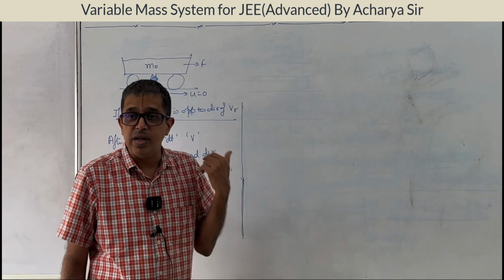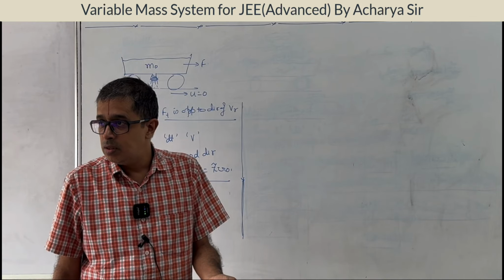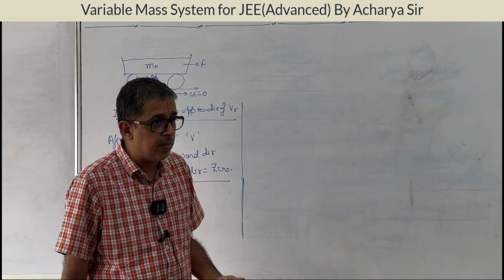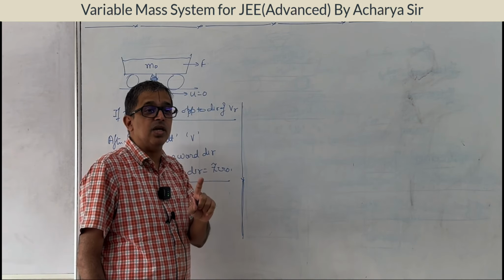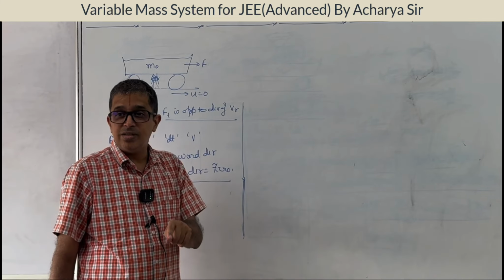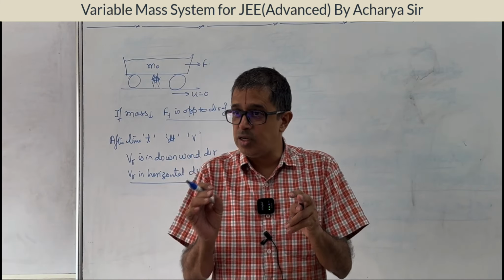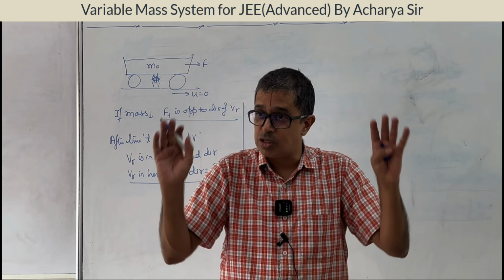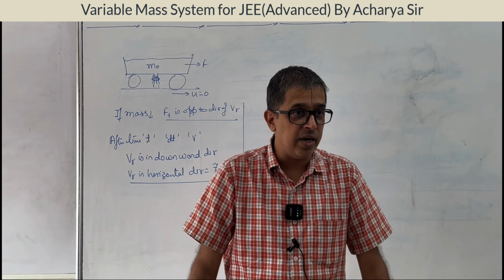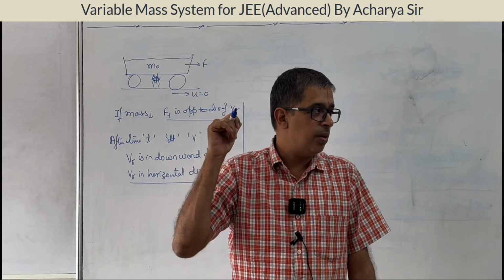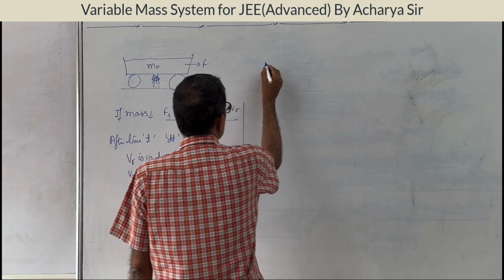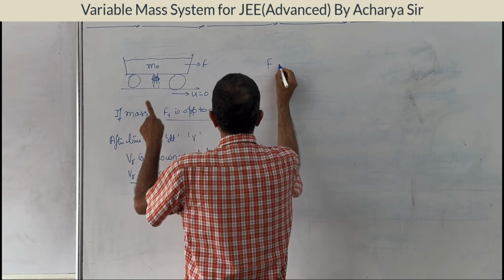Then why are you covering it in variable mass? You shouldn't have covered this in variable mass. The problem is mass is decreasing, but there is no thrust force. Whenever mass is decreasing, don't always assume that there must be a thrust force in a particular direction. For instance, the best example is this. So here, thrust force is 0.